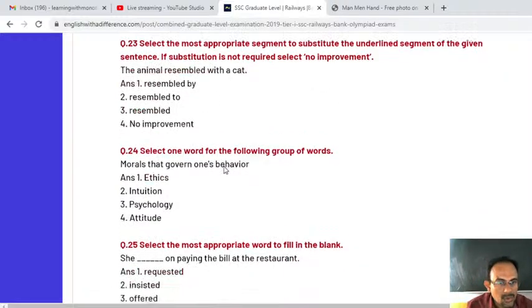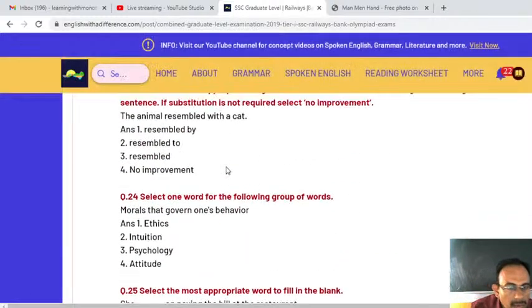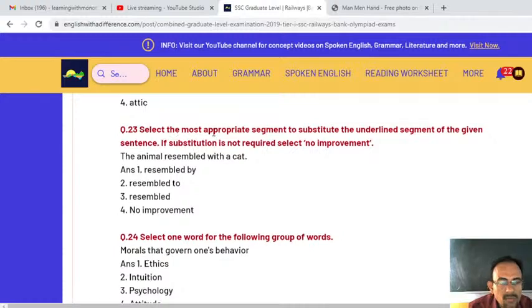We have run out of time, so we shall do it very quickly now. Select the most appropriate segment to substitute the underlined segment of the given sentence. If substitution is not required, select no improvement. The animal resembled with a cat. Resemble is never used followed by any preposition. So resembled with is the wrong answer. The animal resembled her will be the correct option. Remember, resembled is not accompanied by with.